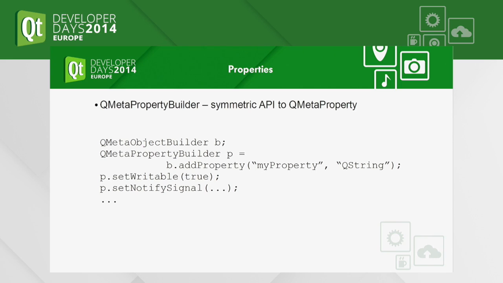Same thing here. There is no sanity checking. So it's your responsibility to make sure that you specify a type that actually exists and that QVariant can handle. A typo in QString, then it will just not work at runtime. Or a notify signal that doesn't exist, right? You can put in arbitrarily wrong stuff there. It will not complain.